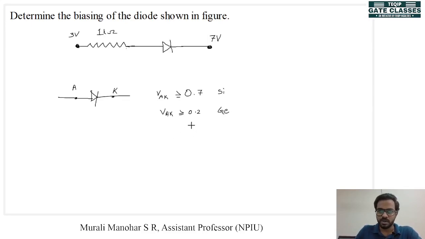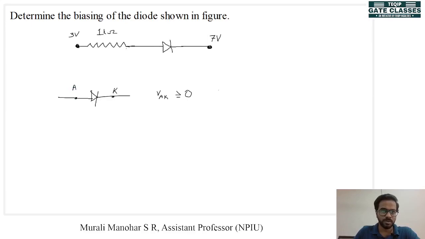Actually, these values are not exact. For silicon, the value changes between 0.6 and 0.8, so we took the average, and for germanium, this value changes between 0.1 and 0.3, so we again took the average. Now, if you look at an ideal diode, we don't have to go for any of this. If the diode voltage VAK is greater than or equal to 0, the diode is going to be turned on. In most of these problems, we are going to assume that the diodes are ideal.